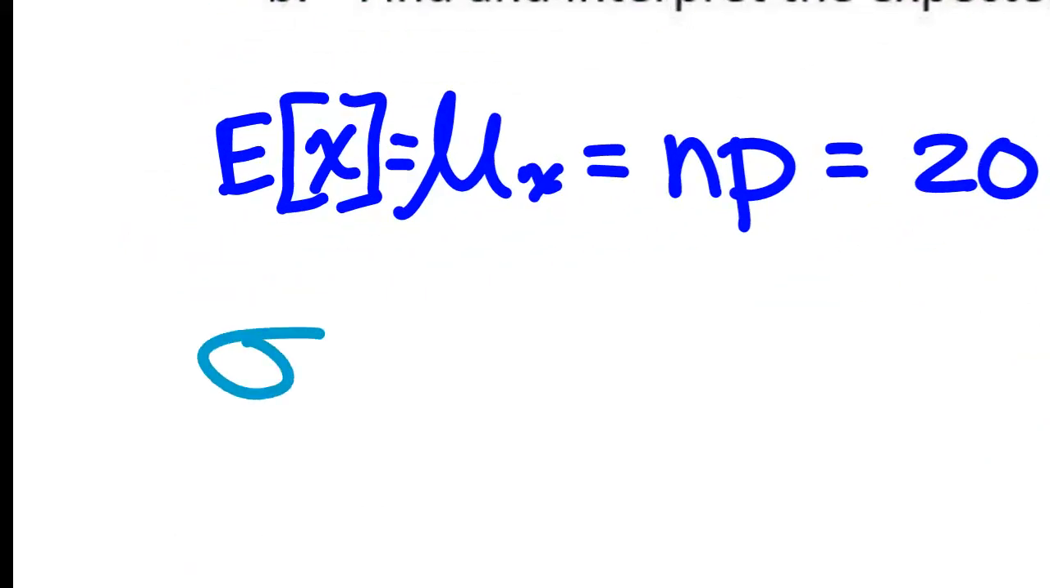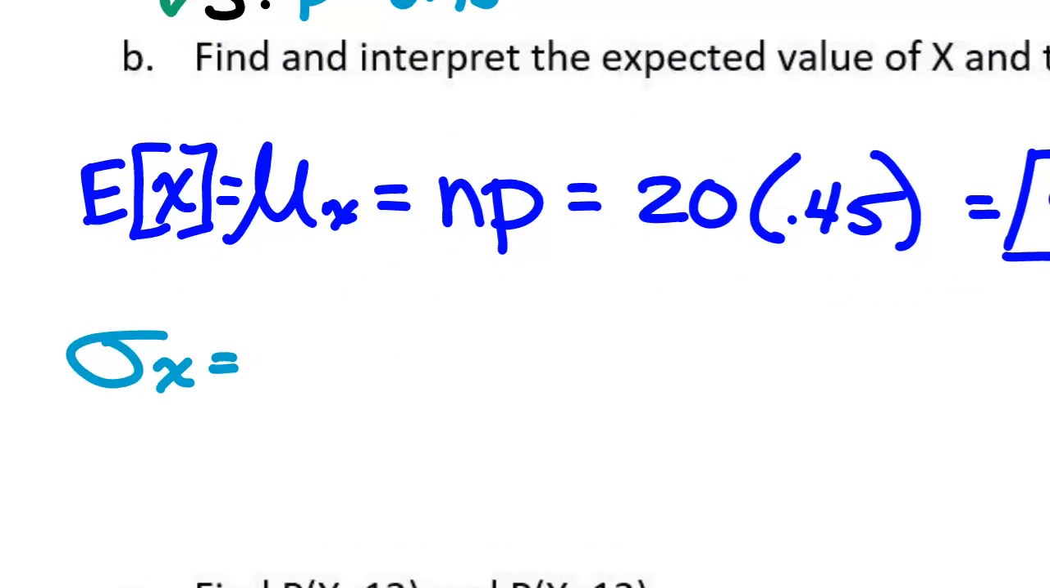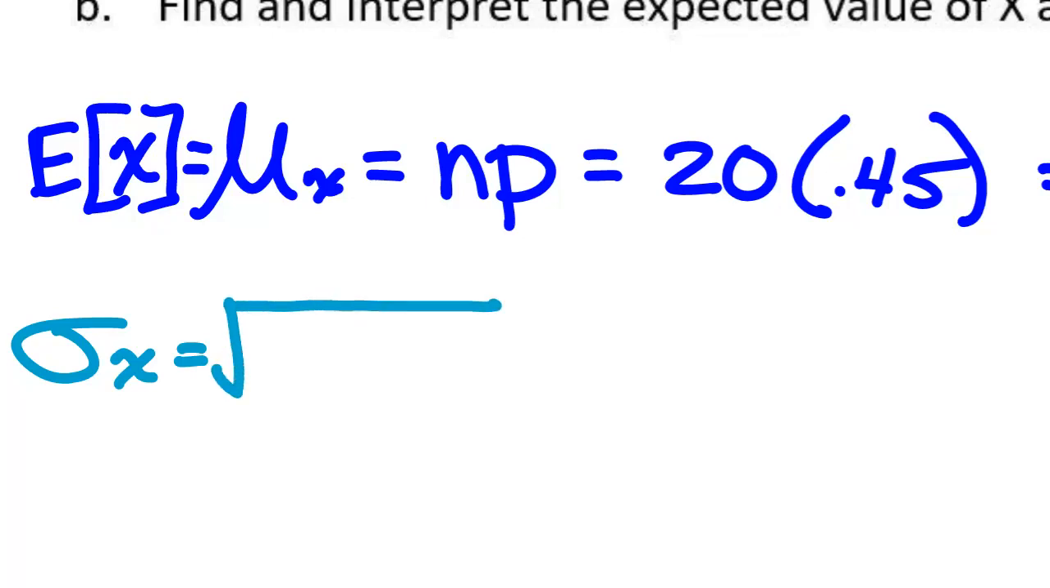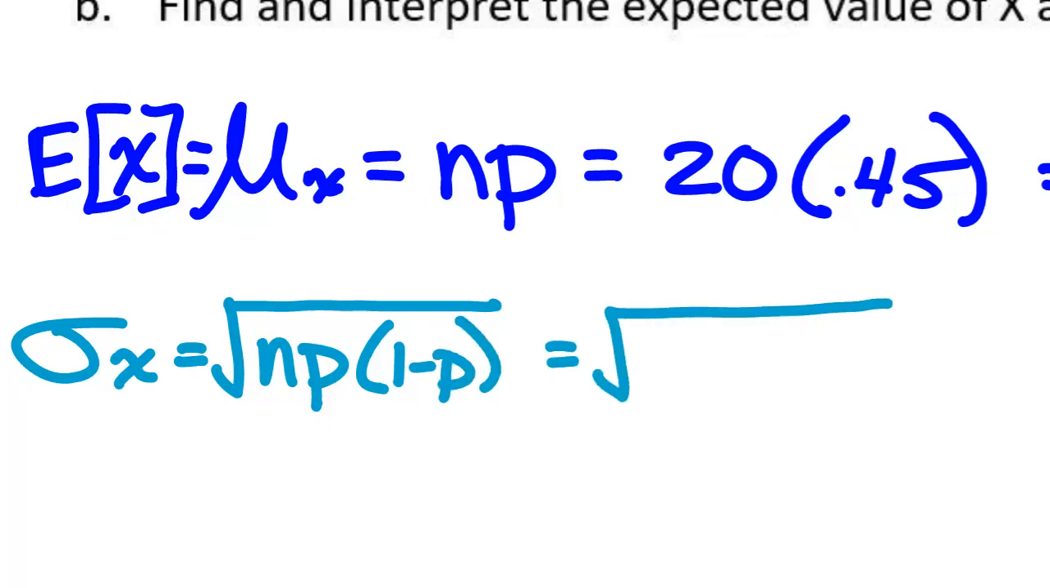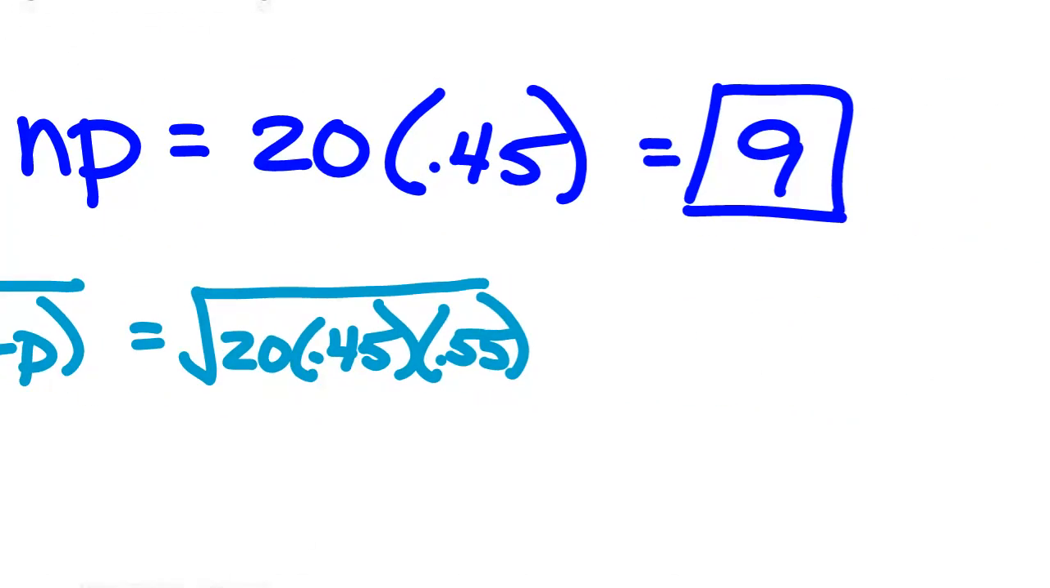So for standard deviation, for our variable x, my formula for that, you guys all have your yellow pages in front of you. What is that formula? Yep, n times p times 1 minus p, whole thing square rooted. So I have the square root of 20 times 0.45 times 0.55. Standard deviation. So n times p times 1 minus p, square root of all of that is 2.225.